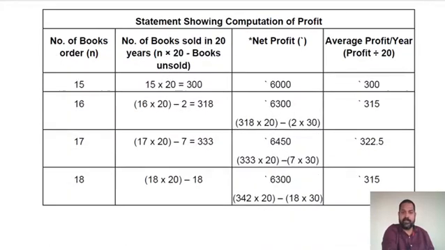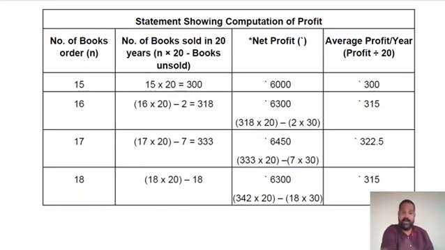Let's look at the profit and loss calculation. So 15 into 20, which is 15 books sold over 20 periods, is 300 books sold, a profit of 6,000. Average is 300. 16 books, 16 into 20 minus 2. I hope you understand why the minus 2 is. They are first finding the number and then multiplying. So they are saying 318 books sold. 318 books give you a profit of 20 per book, minus 2 books unsold at a loss of 30, a total of 630, average is 315, and so on.